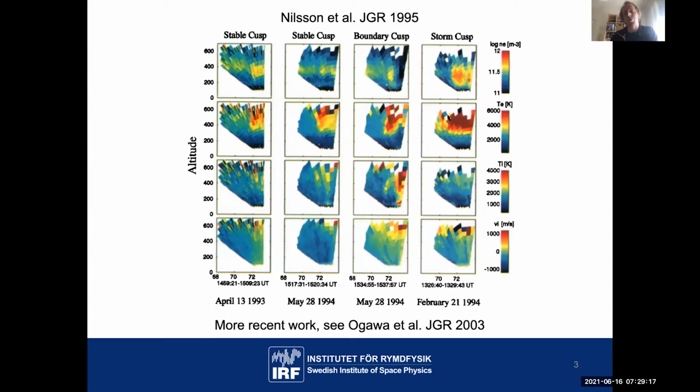The second row shows the electron temperature in the F region, so that's some 300-400 kilometer altitude. This plasma is long-lived and drifts around. The cross-polar cap potential drift sets up a convection that brings fresh plasma in from the lower latitudes. But if you look at the upper row, you see that there's some enhancement of the electron density as well. So there is production locally, and there is an inflow of fresh plasma in what's called the bounder cusp.